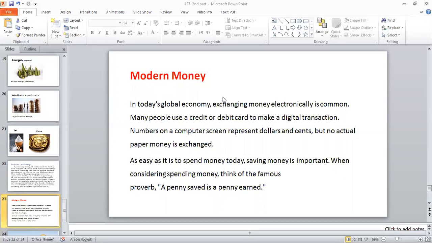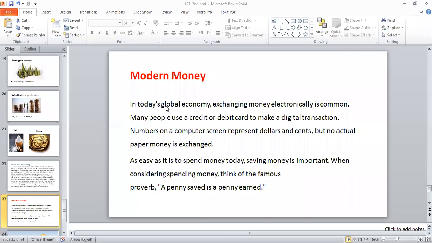Okay, now after the paper money, we want to know what happened after inventing the paper money. The first one was exchanging with milk, salt, and cowrie shells. After that, we have the coins. After the coins were so heavy, we invented the paper money, as Muhammad said. What after the paper money? Let's move on to the modern money. Modern means the newest money we are using nowadays.